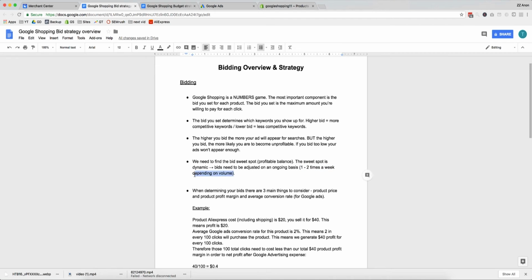If you're running a test campaign with a strong budget, like $100 a day or over $50 a day, then it's probably best to do it two times a week. If you're running your test campaign on a small budget, like $10 a day, then you can only change the bid once a week, because you need to wait for data to collect. It'll take about 7 days for you to view any changes.